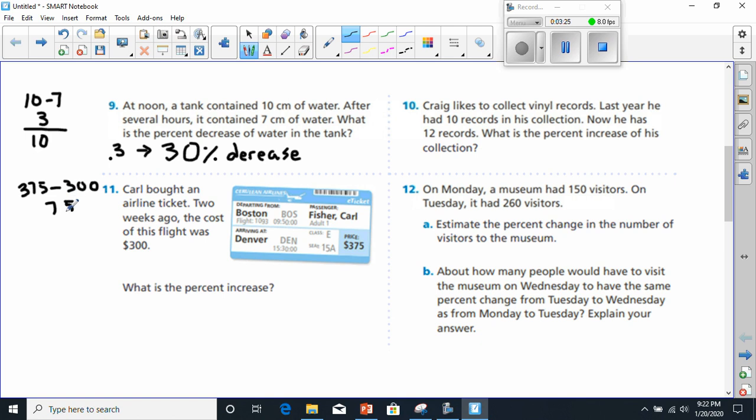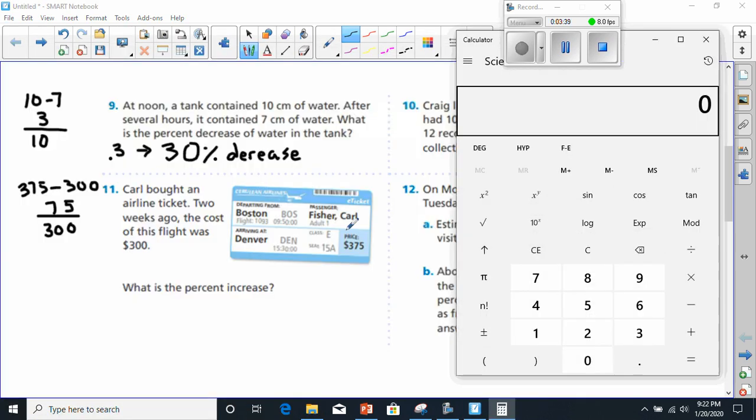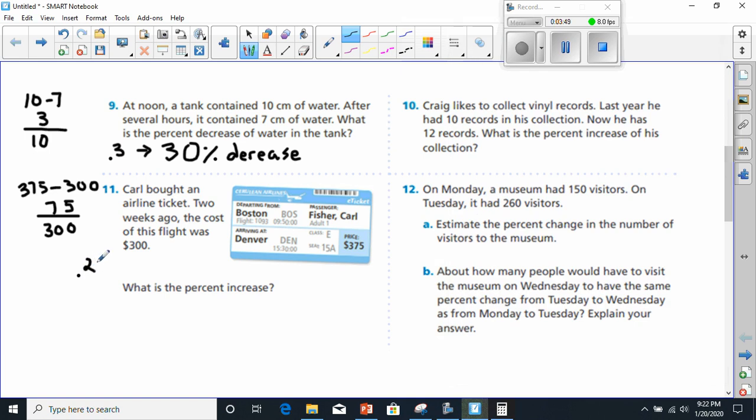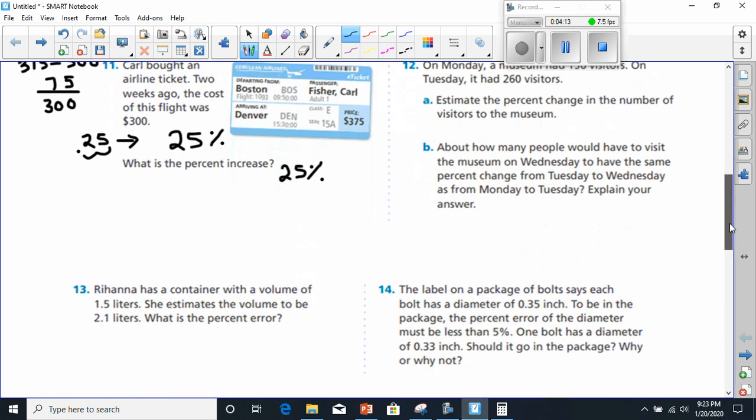And we divide it by the original number. The original number was 300. So we got 75 divided by 300. Let's get our calculator out. 75 divided by 300. That's going to equal 0.25. And of course, when we move that decimal over 2 spots, that's going to give us 25%. So what is the percent increase? There is a 25% increase. All right. Now we're going to see number 13.